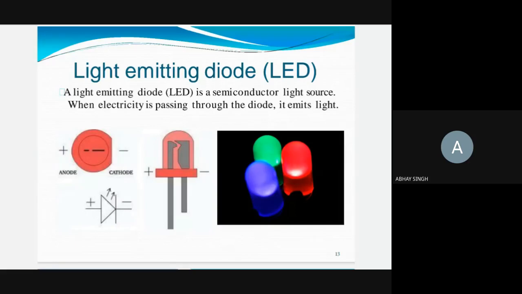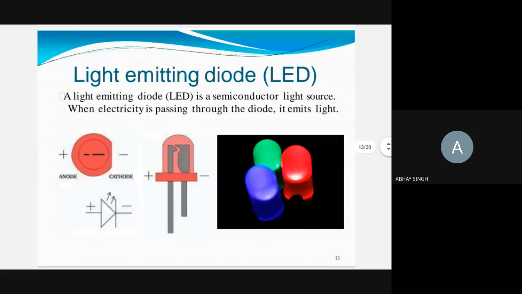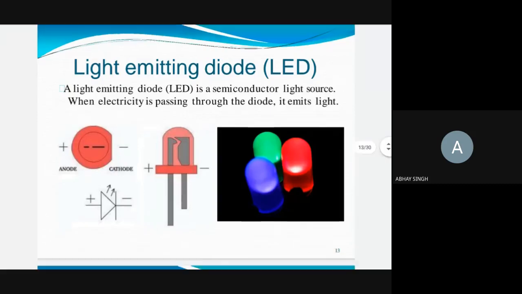Suppose I need to design a green color LED. So I need only green wavelength coming from the LED. So what is the thing which I need to change, or what are the parameters which I need to think about?